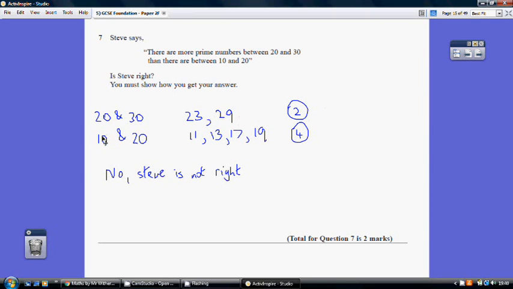Now, going through the same process for all the numbers between 10 and 20, 11 is prime, 12 is even, 13 is prime, 14 is even, 15 is divisible by 3, 16 is prime, no it isn't, 16 is even, I meant to say, 17 is prime, 18 is even, but 19 is prime. So we've got 4 prime numbers between 10 and 20, so no, Steve is not right, there are more prime numbers between 10 and 20.